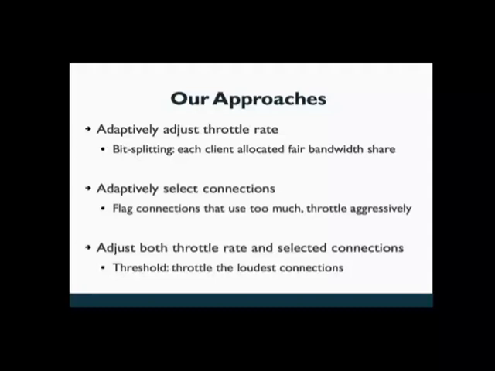This is a fairly naive approach, and in fact, many ISPs use this idea of fair splitting to throttle their customers. A second approach is to adaptively select the connections. In this approach, we no longer adaptively adjust the throttle rate, but only the connections. The idea here is that if we can flag the bulk connections that are using a large majority of bandwidth, we can throttle them aggressively, and effectively prevent a lot of bytes from ever entering the Tor network in the first place and congesting other relays.